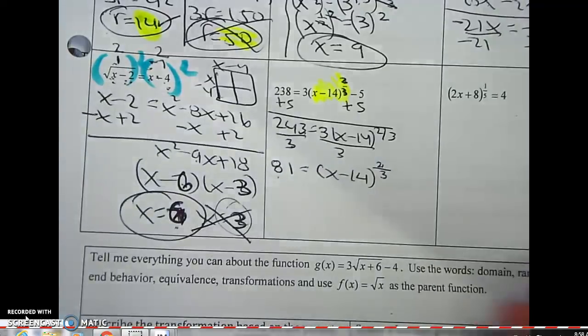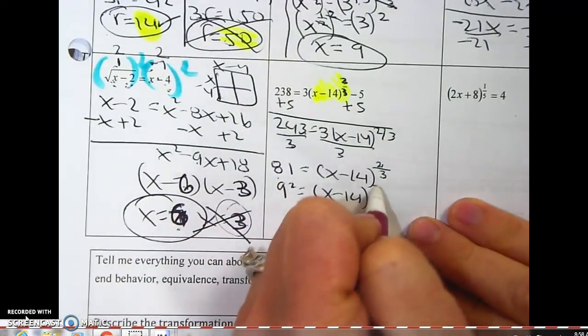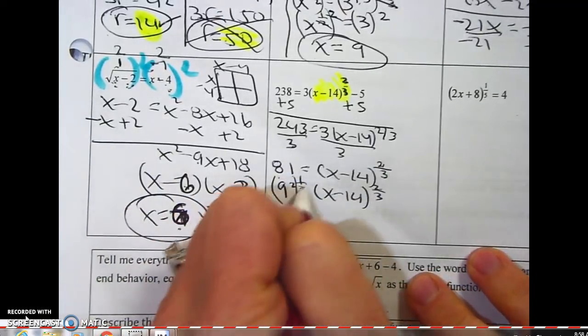But that's my choice. So I'm going to go 9 squared equals x minus 14 to the 2/3. First thing I want to do, get rid of the squared, so I'm going to take it to the 1/2.